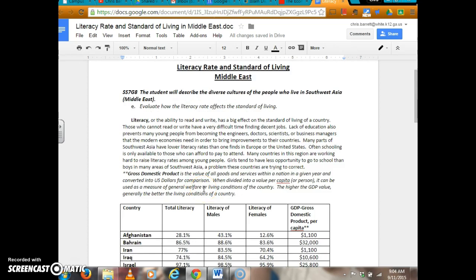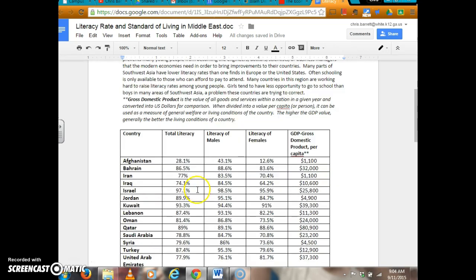So when we talk about literacy, the ability to read and write, we talk about how females usually in most countries have a lesser percentage of literacy than males do. Gross domestic product is the value of all goods and services within a nation in a given year. And so what we need to do is look at how literacy rate compares with a country's GDP. So let's look at Afghanistan.